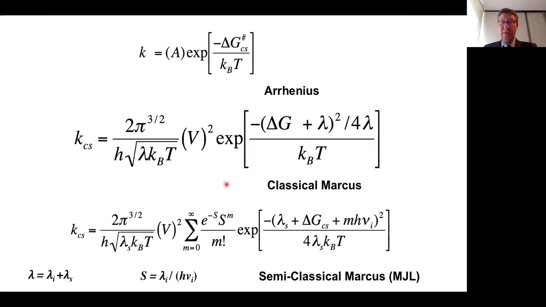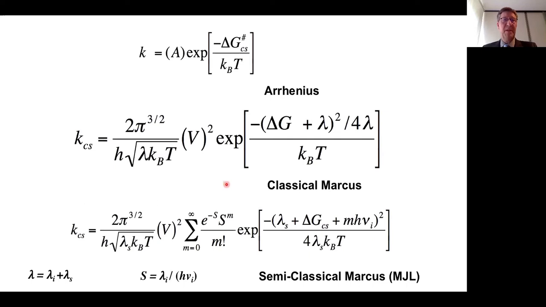Now, it has turned out that the classical Marcus equation strongly underestimates the rate of electron transfer in the inverted region. So in practice, the observed rates in the inverted region are much higher than predicted by this classical equation. So the classical barrier is much too high.